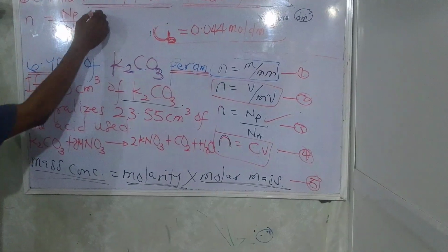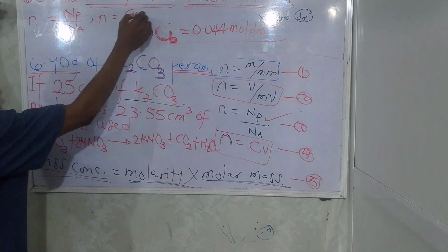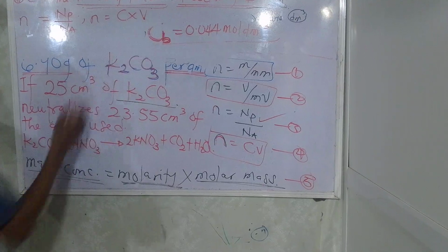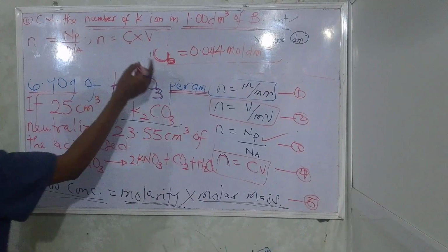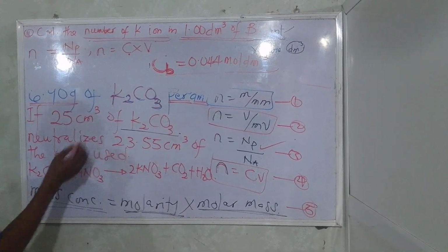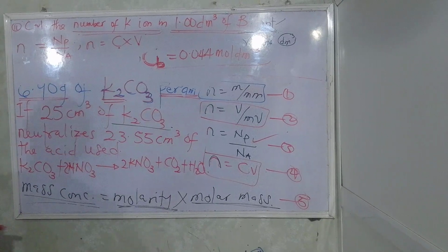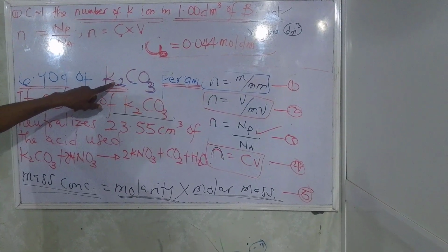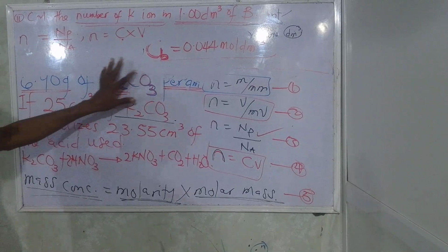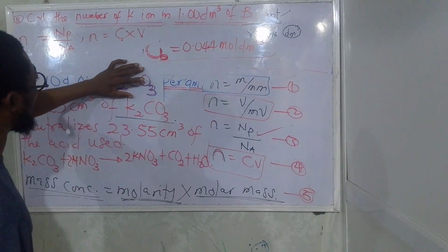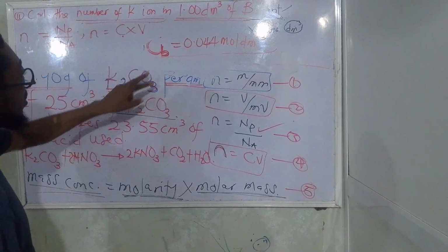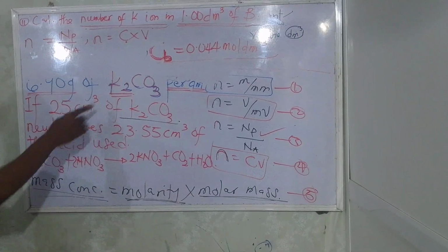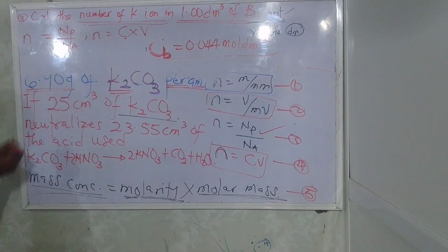So you remember that number of mole is also equal to concentration times volume, and I've been given the volume, and I have calculated the concentration before. But because it's only potassium that I want to deal with, how can we get the concentration of the potassium here? This is the concentration of the base, and the base is K2CO3. So let's calculate the concentration of the potassium ion inside.